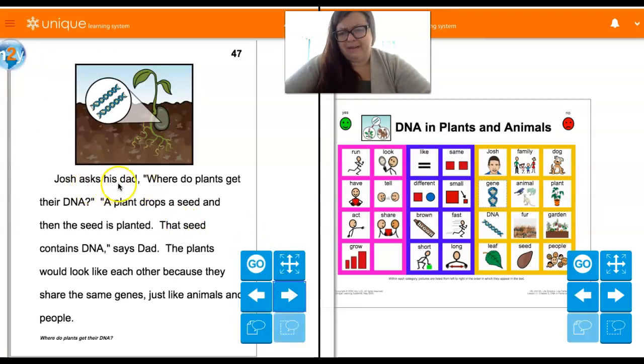Josh asks his dad, where do plants get their DNA? A plant drops a seed, and then the seed is planted. That seed contains DNA, says Dad. The plants would look like each other because they share the same genes, just like animals and people. So the plants, they get their DNA from their seeds. That's how they pass their DNA from plant to plant.